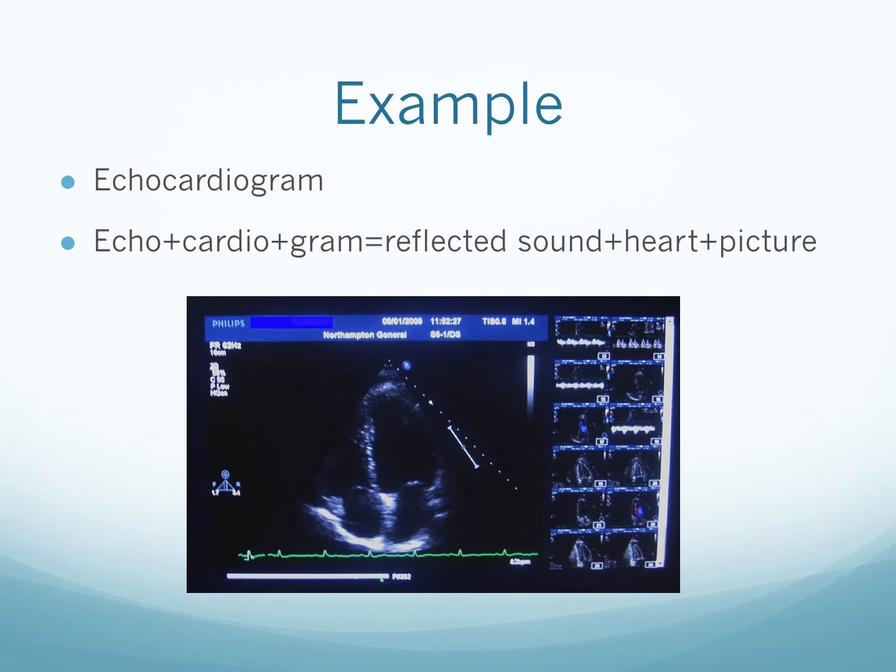An example of these 3 working parts is the word echocardiogram. Echo, the prefix, translates to reflected sound. Cardio, the root word, talks about the heart, and gram indicates a picture. Echocardiogram.